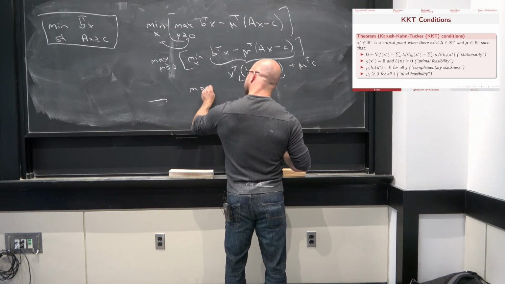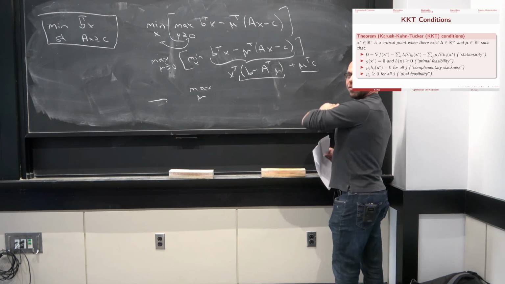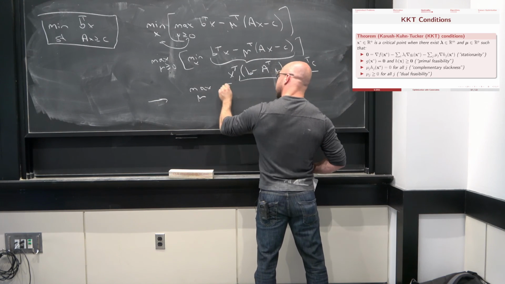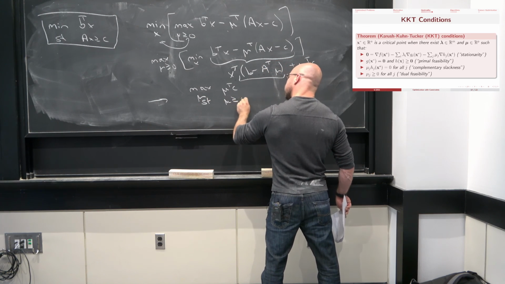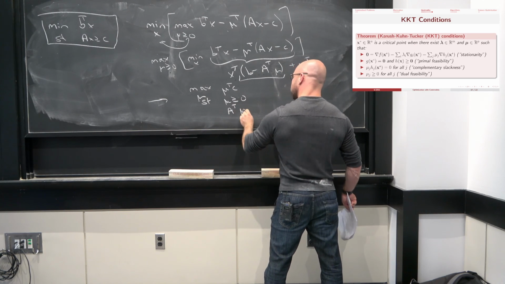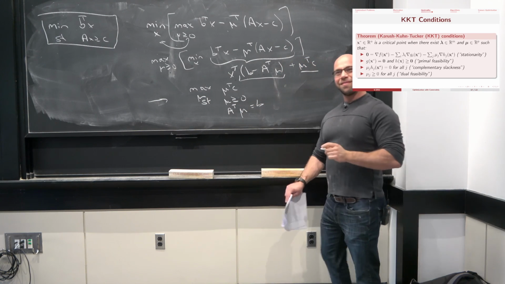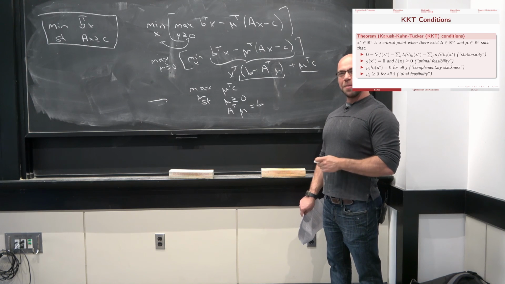Let's maximize over mu's. Notice all that's left if this is 0 is this term, right? Mu dot product with c, subject to mu greater than or equal to 0, and A transpose mu is equal to b. Okay, there you go. There's a dual linear program. Took 2 minutes.